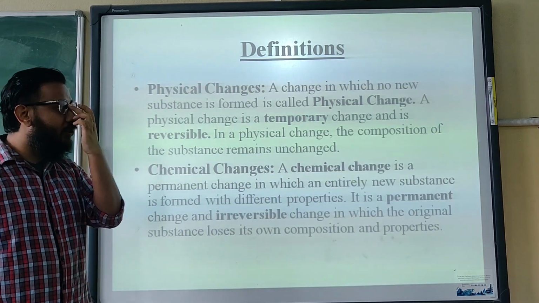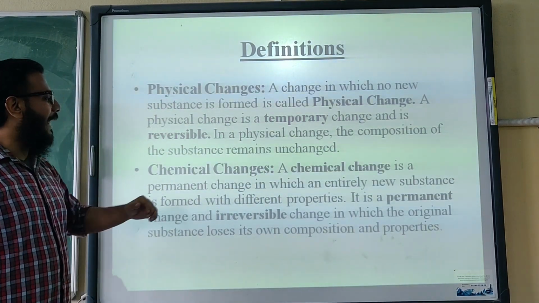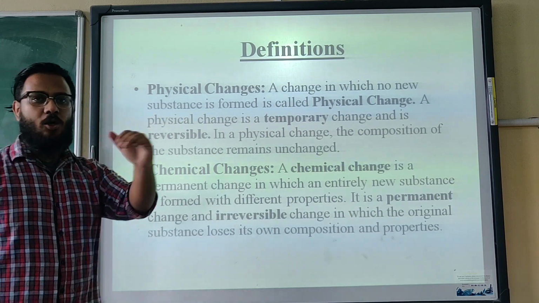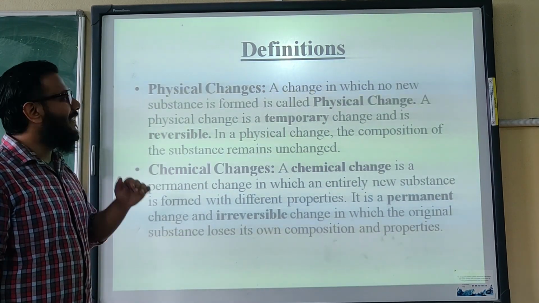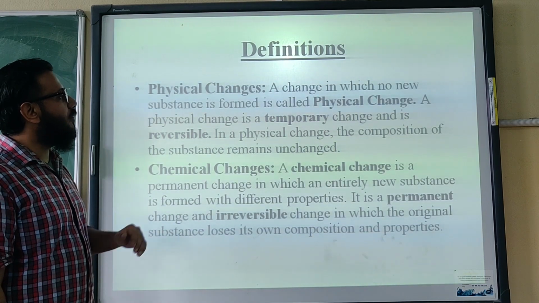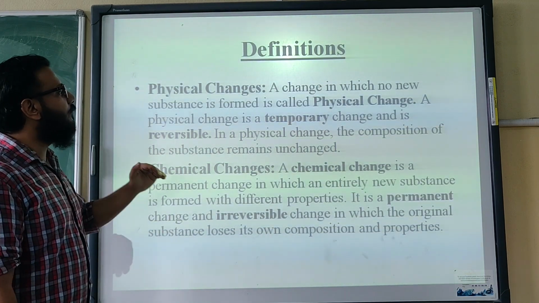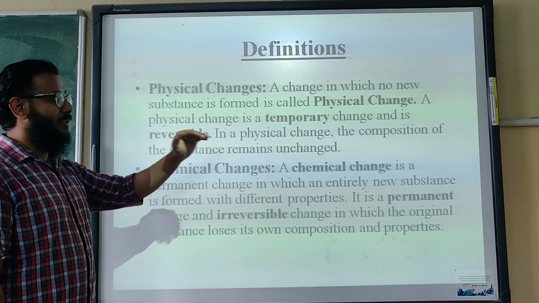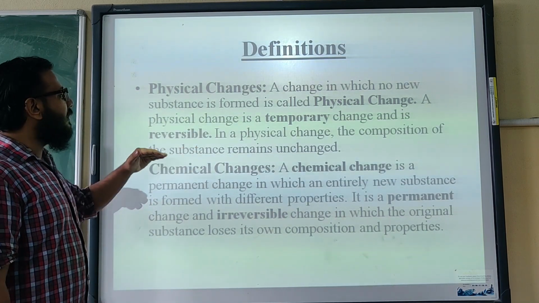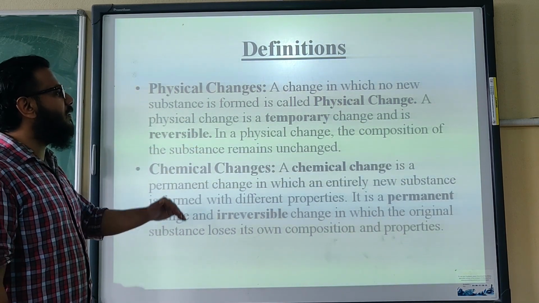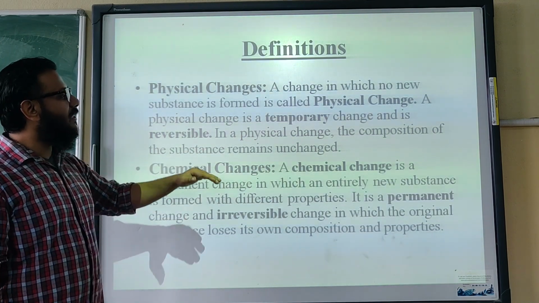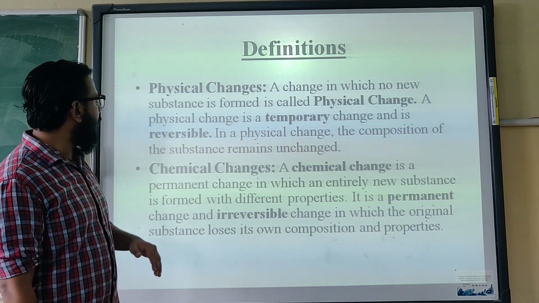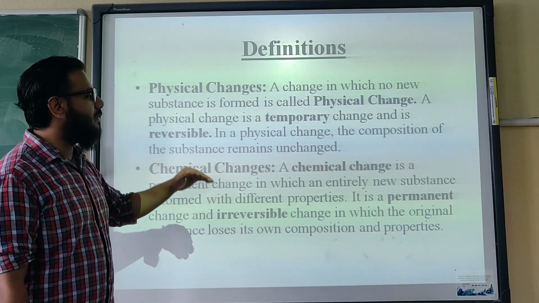So here are the definitions for physical changes and chemical changes. Let's just go through the definitions. The definition for physical change is: a change in which no new substance is formed is called a physical change. A physical change is a temporary change and is reversible. In a physical change, the composition of the substance remains unchanged.